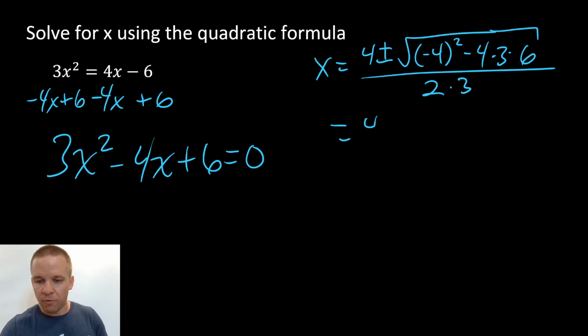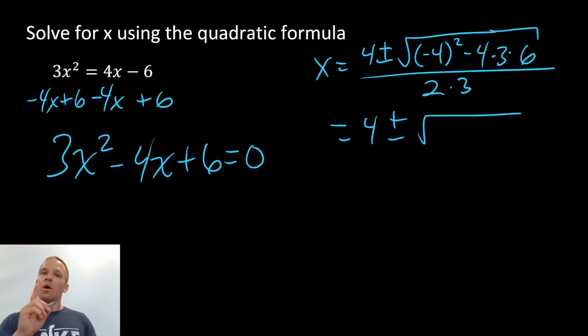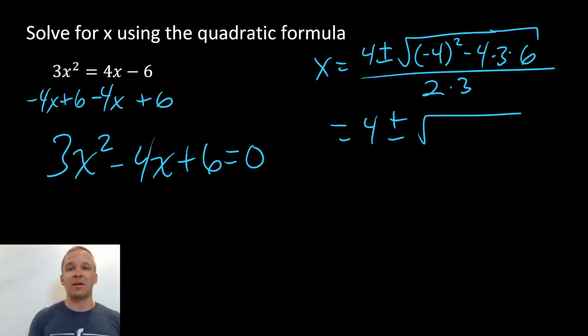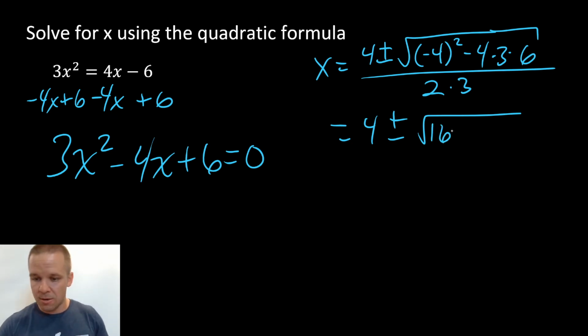So we got 4 plus or minus, and then negative 4 squared. Parentheses are important here, right? Because the negative 4 times negative 4 is going to be 16. If you plug that into your calculator and you forgot those parentheses, you're going to be in a world of trouble. So we got 16, and then we have 4 times 3 times 6.